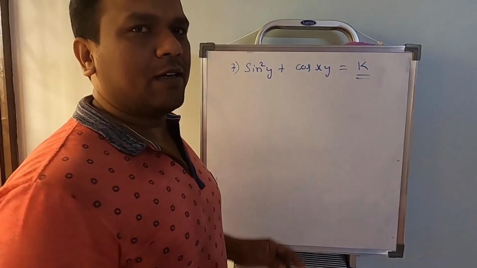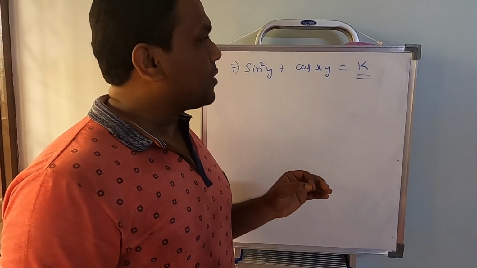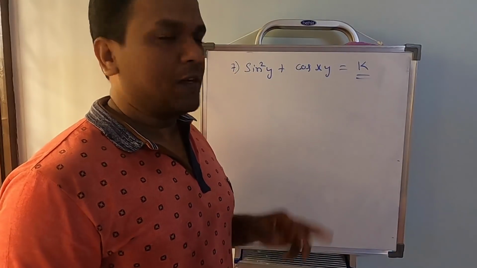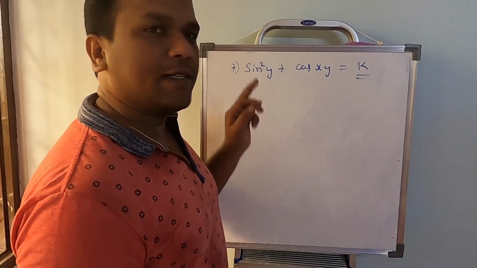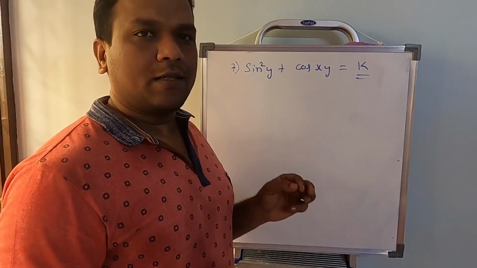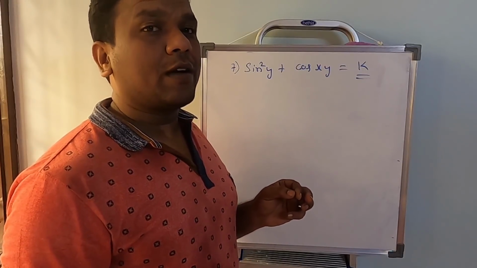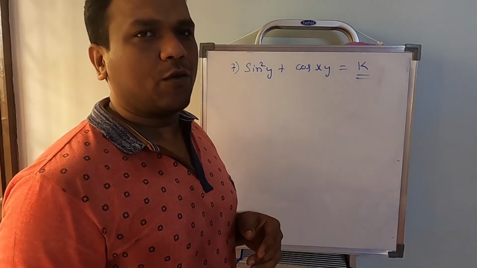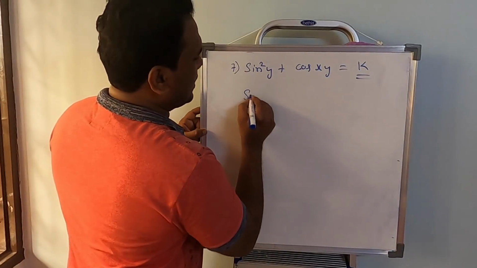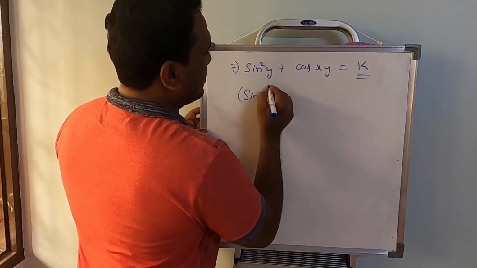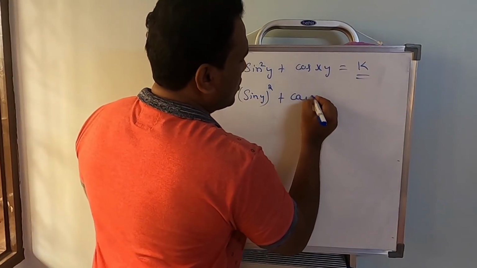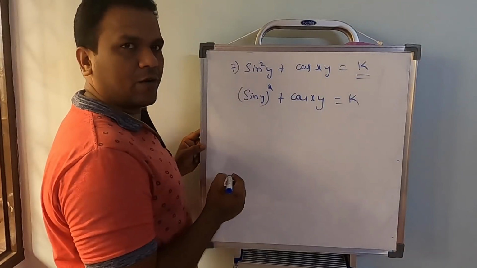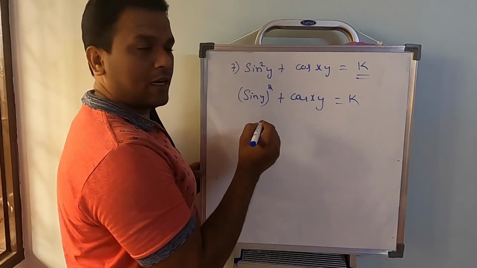Before differentiating, I will ask you to first look into the problem, analyze what rules have to be applied. First thing, just notice there's something called sin square y. I've already suggested, whenever you get a trigonometric function with some power, convert it to the whole power before going for differentiation. So this can be written as sin y the whole square plus cos of xy is equal to k.